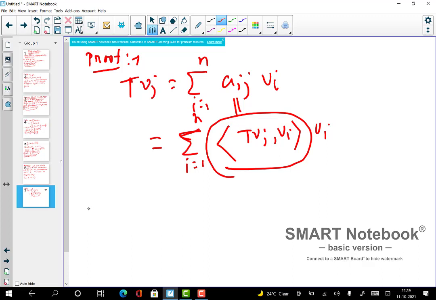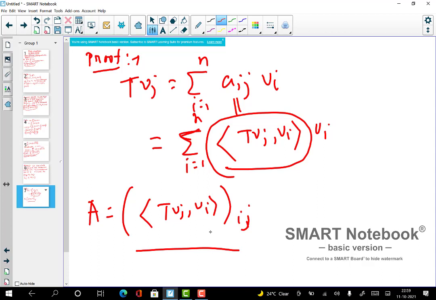So you can enter the matrix, and the ith row and jth column will be the inner product of Tvj with vi. This is so simple for finding the matrix representation. Otherwise, in general, for a vector space where you don't have an inner product, in finite dimension you have to write down the image of each basis vector in terms of the basis vectors and then do this, right? But here it is very simple.